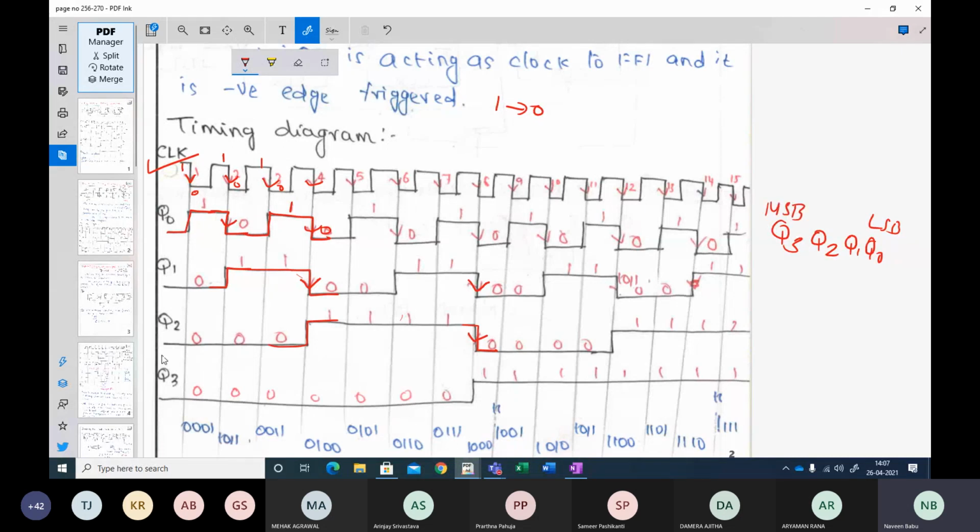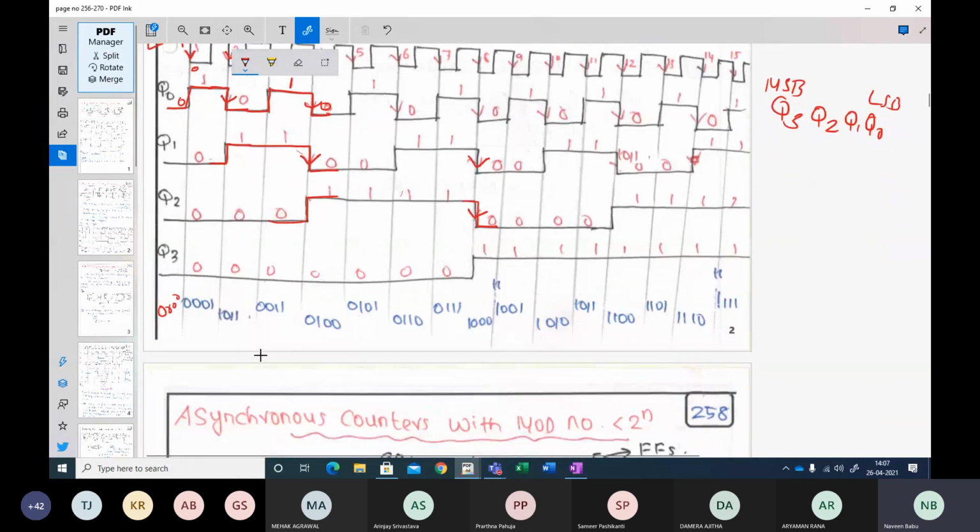So your Q3 is 0, 0, 0. Before this, it is 0, 0, 0, 0, right? So we are starting from 0, 0, 0, 0. Then it is 0, 0, 0, 1. Then it is 0, 0, 1, 0, 0, 0, 1, 1, 0, 1, 0, 0, 0, 1, 0, 1, 0, 1, 1, 0. Likewise, and then here it is 1, 0, 0, 1, 0, 0, 1, and finally it is 1, 1, 1, 1. So we have the counting sequence here for negative triggered flip-flops also.